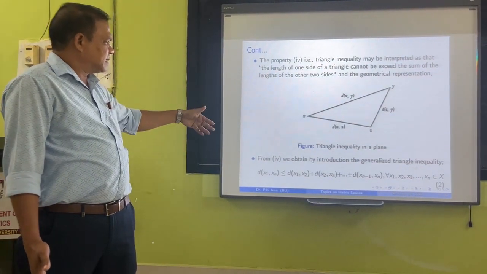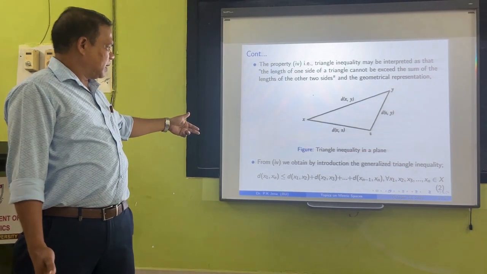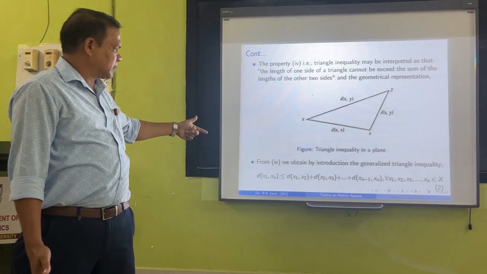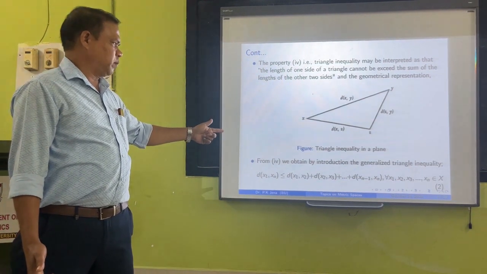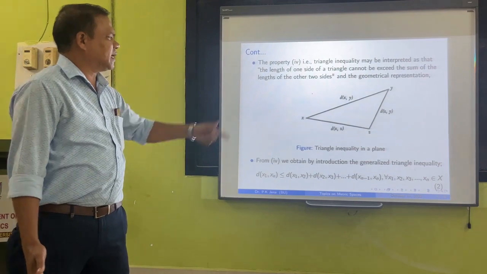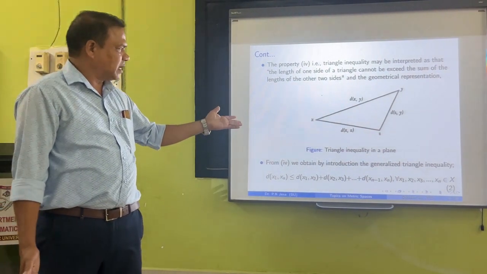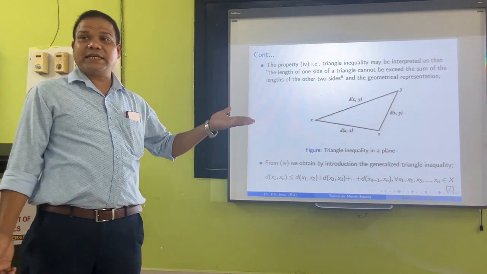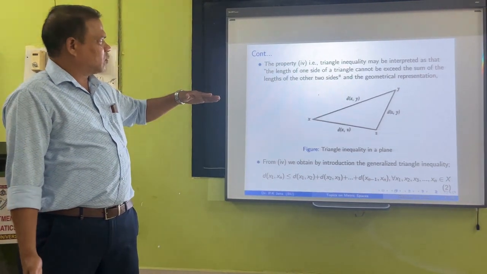So we have generalized the triangle inequality: the distance between x1 and xn, D of x1,xn, is less than or equal to D of x1,x2 plus D of x2,x3 plus dot dot dot plus D of xn minus 1,xn. We call this the generalized triangle inequality. We'll see in the next how to show that.